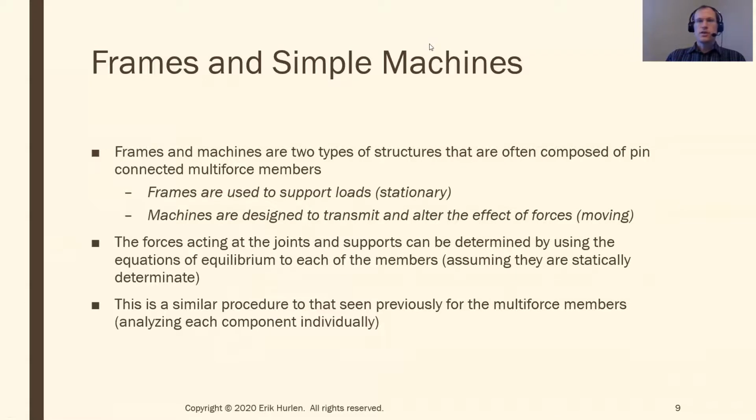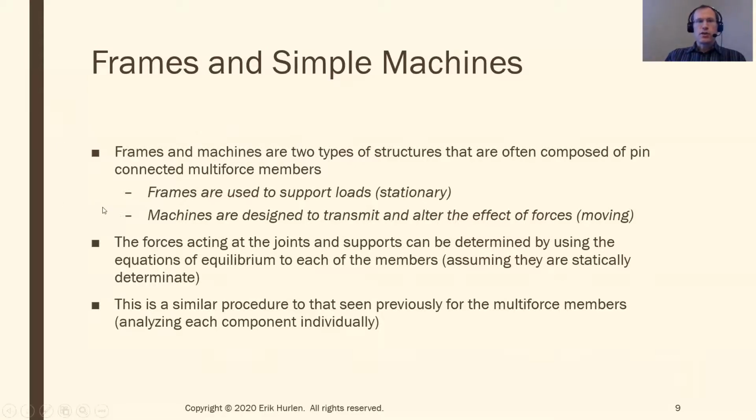So that brings us to frames and simple machines. Frames and simple machines are usually connected by pin connections. And if I remove the stipulation that we've been working with the past week or two, that forces need to be applied just purely at the joints, so now I can apply a force anywhere I want, now I essentially have a frame.